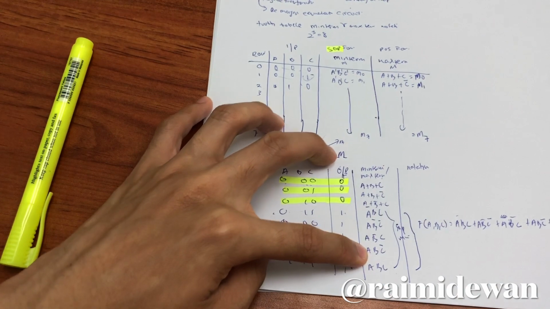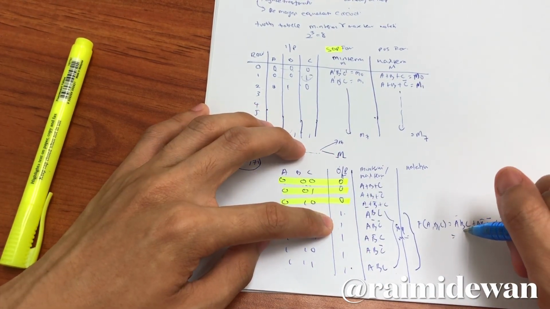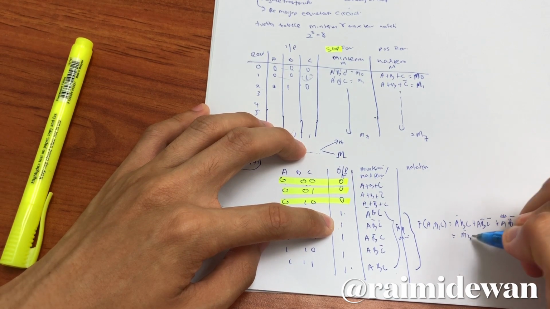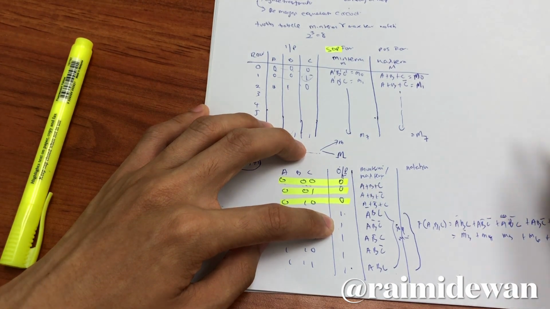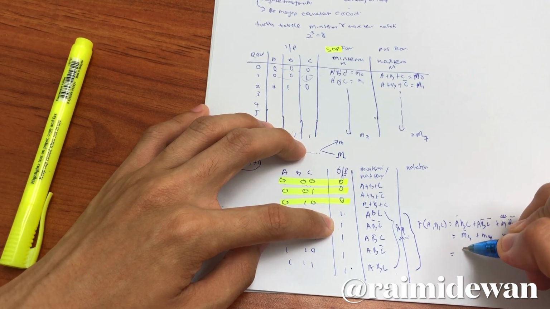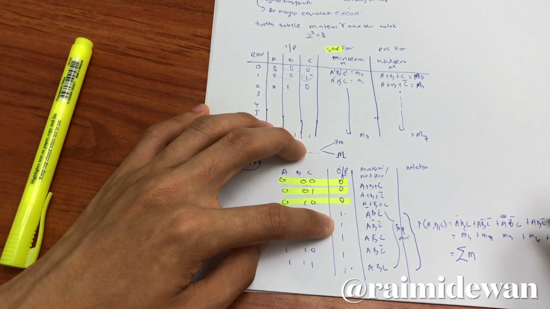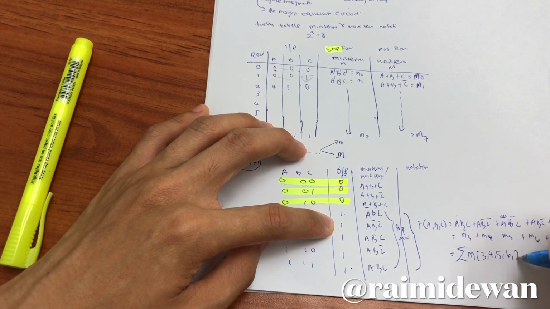And you know that this one is actually what? Your M3. This one is M4. This one is M5. This one is M6. And this one is M7. Then, because this is a sum, it's small m, and we have the 3rd, the 4th, the 5th, the 6th, and the 7th.